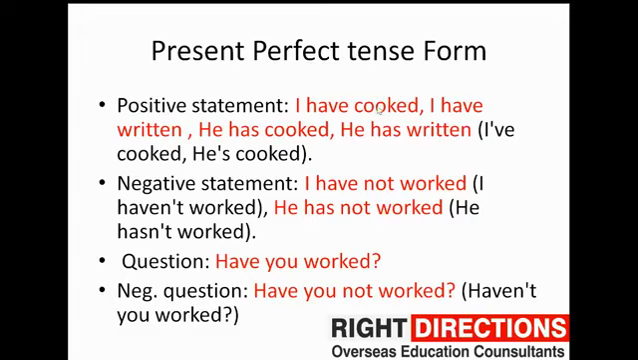It is present perfect tense. For present perfect tense, we'll be using third form, has, have, like I have cooked. With plural category, we'll be using have. With singular category, we'll be using has. I have cooked. I have written. He has cooked. He has written.